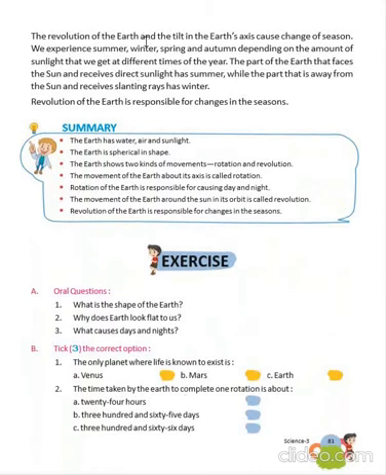The revolution of the Earth and the tilt in Earth's axis cause change of season. That's why we are having summer, winter, spring and autumn. It all depends upon the amount of sunlight we are getting at different times of the year. Revolution of the earth is responsible for changes in the season.